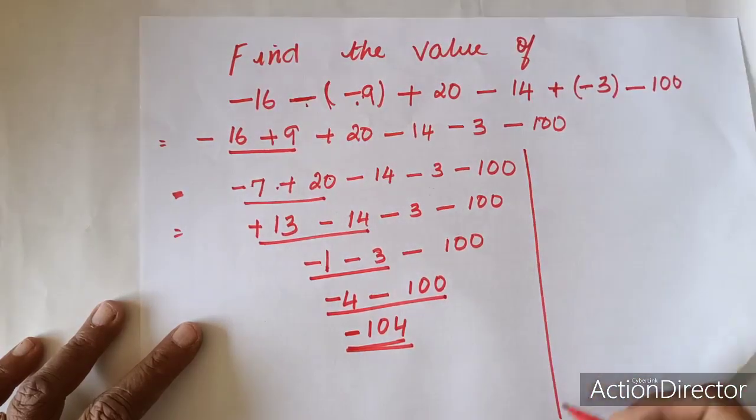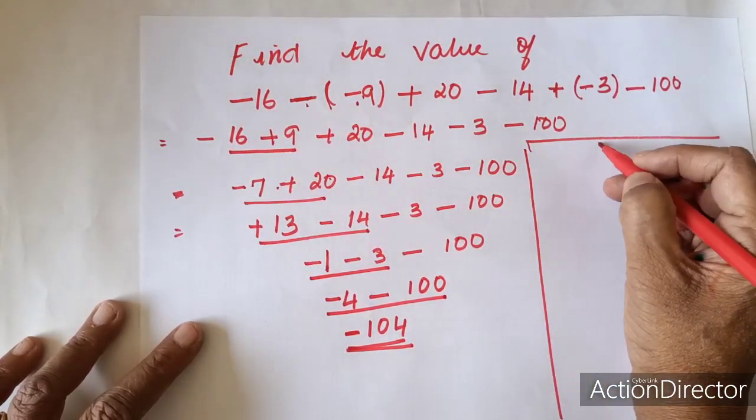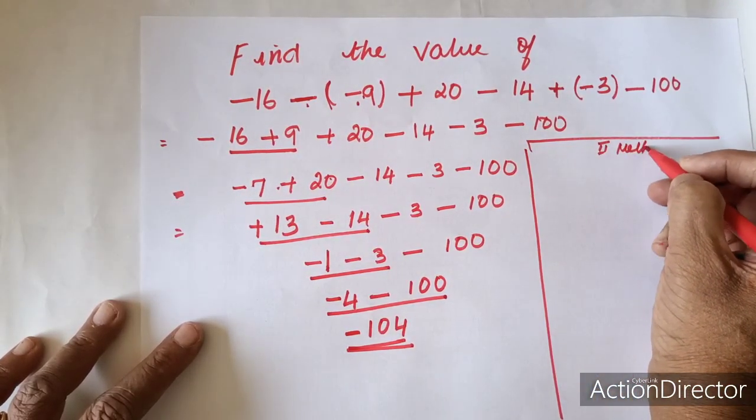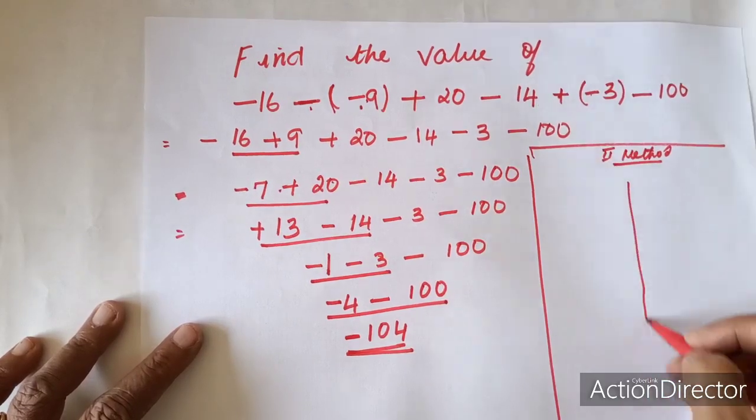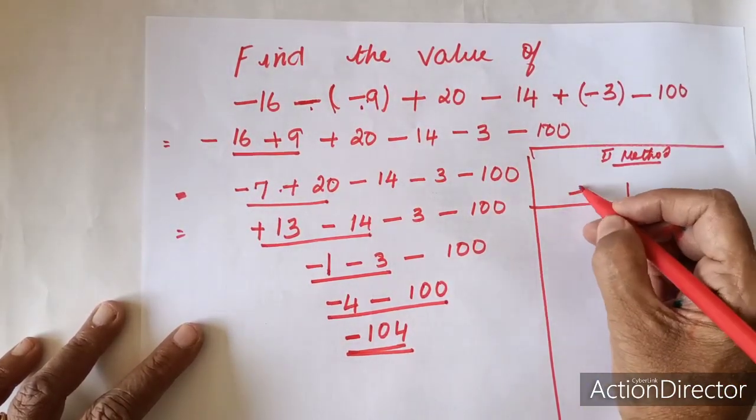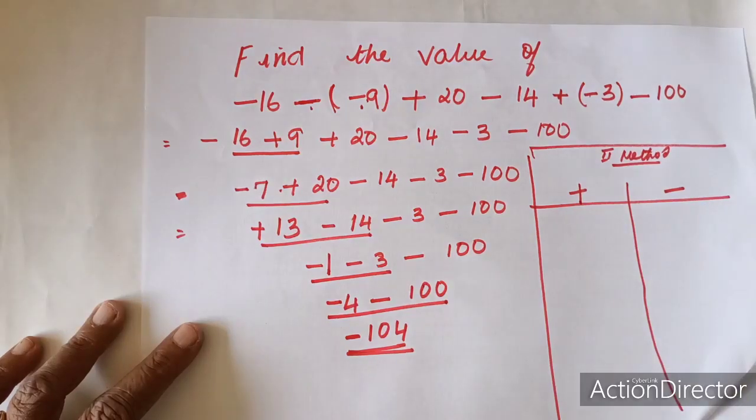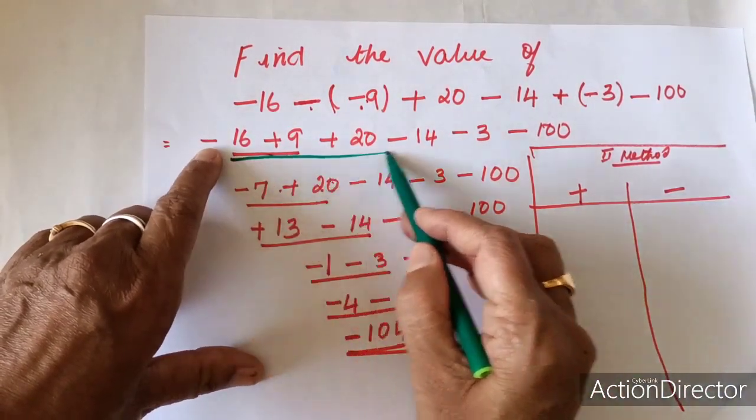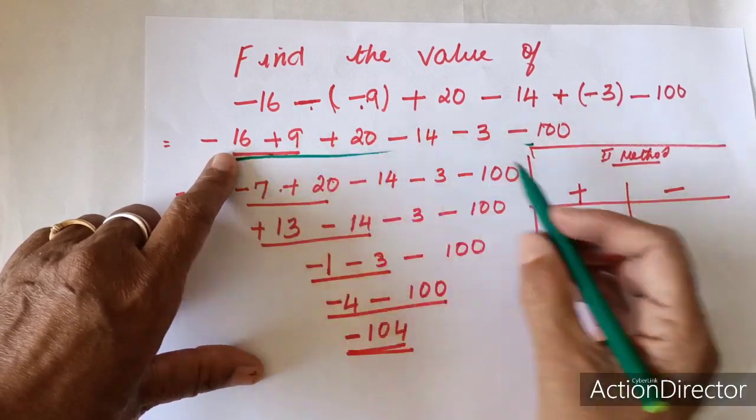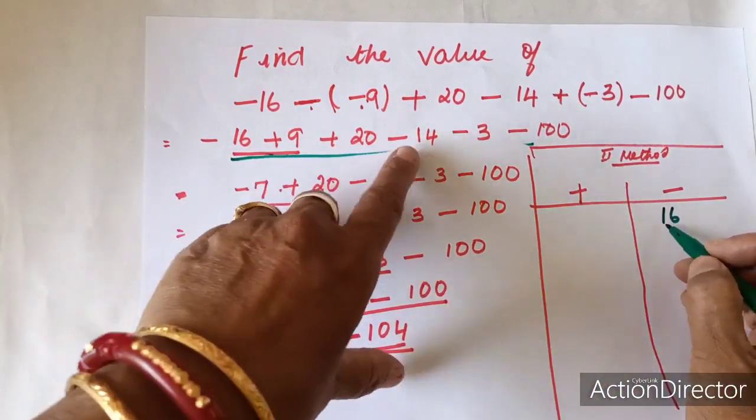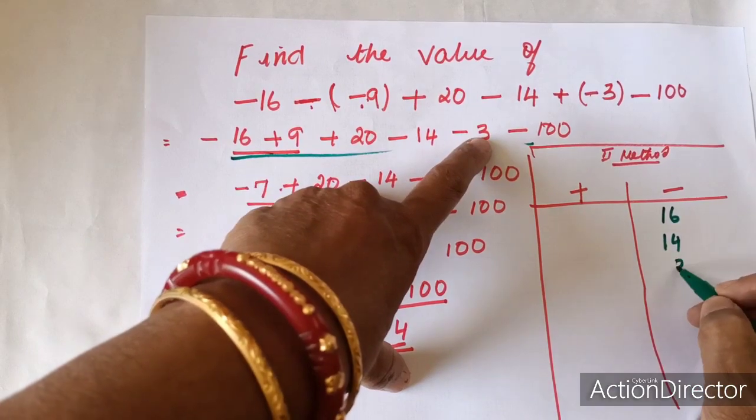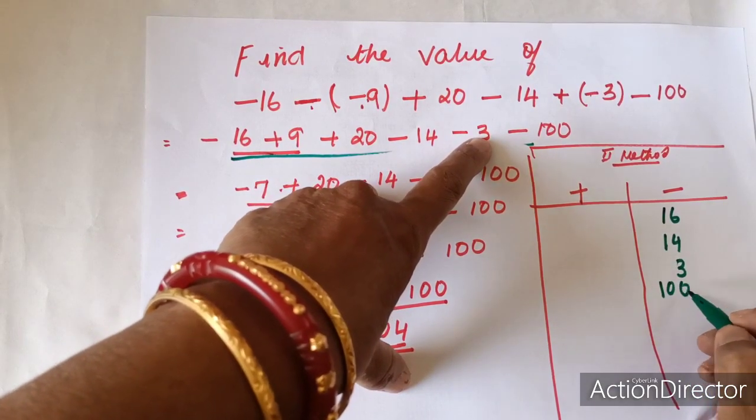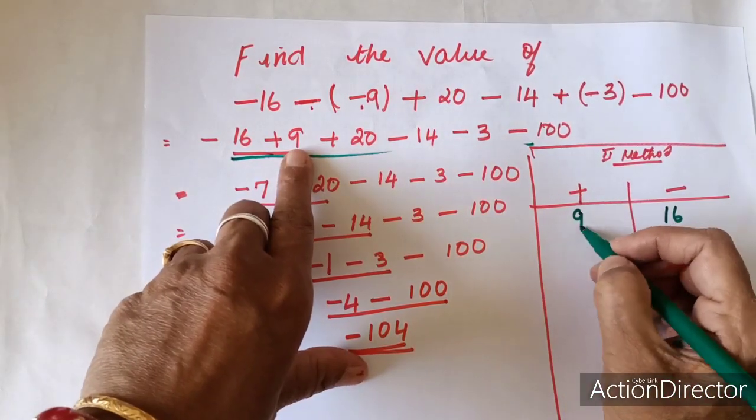Now let us try the second method. In the second method, we have to take two columns. The first one is a positive column, the second one is a negative column. So first I'll see the second. Since I opened the bracket, I'm going to take this and see what are all the numbers. Negative numbers are 16, 14, 3, 100. And positive numbers are 9 and 20.